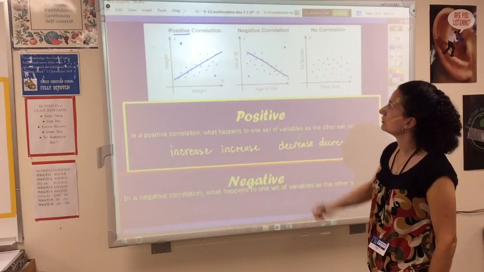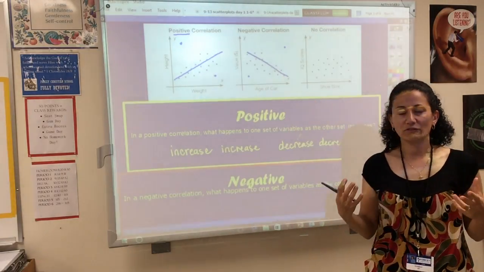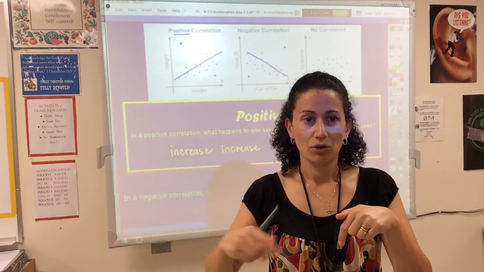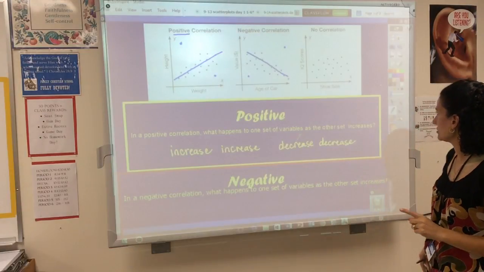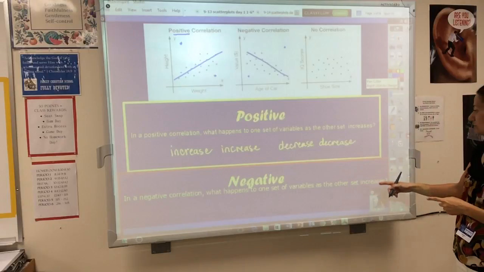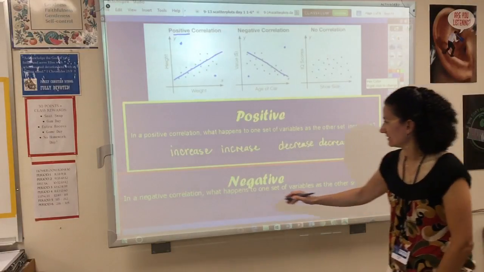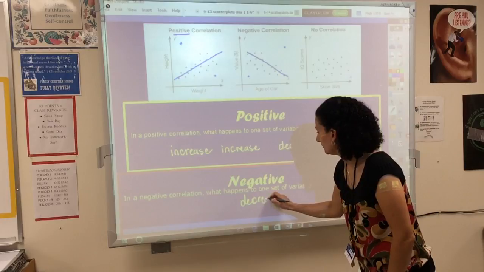So in a negative correlation, you not only see the dots going down, but when you think of relationships, one is increasing while the other is decreasing, or one is decreasing while the other is increasing. So let's answer this question. In a negative correlation, what happens to one set of variables as the other increases? Can you answer that? It decreases. So when one increases, the other decreases.